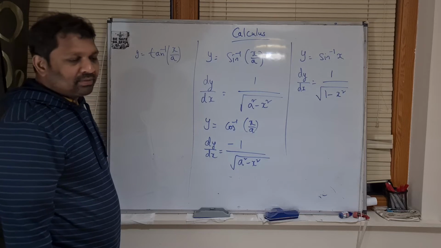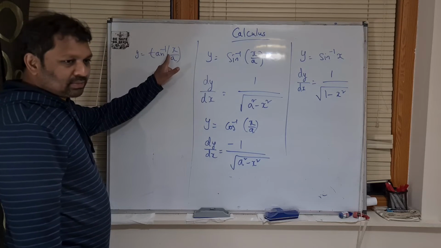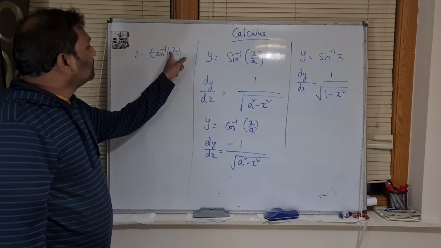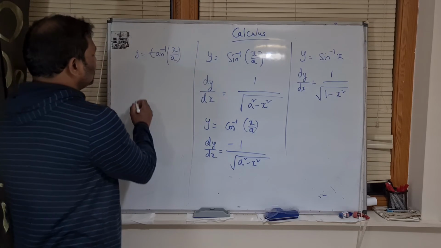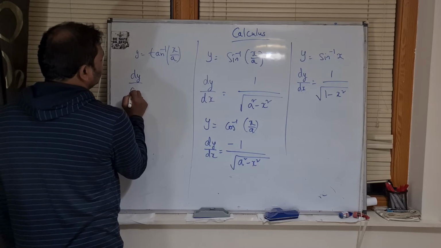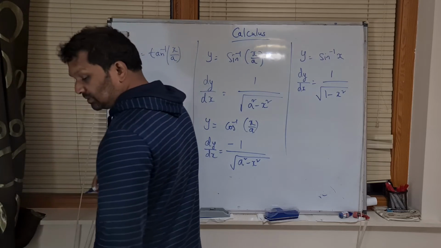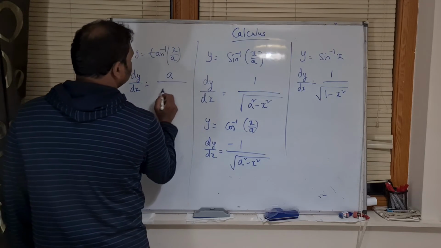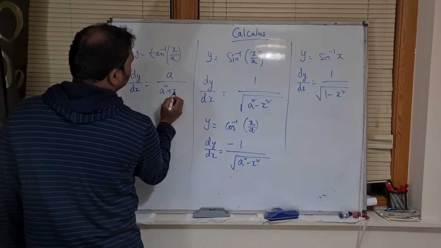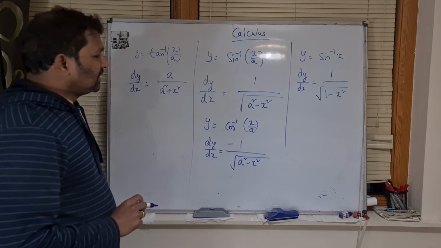Otherwise, if you don't put it, there is a possibility that people may think it is tan inverse x by a. Is there a differentiation formula for tan inverse? Yes, there is. dy by dx will be a by a squared plus x squared. These are the main formulas.